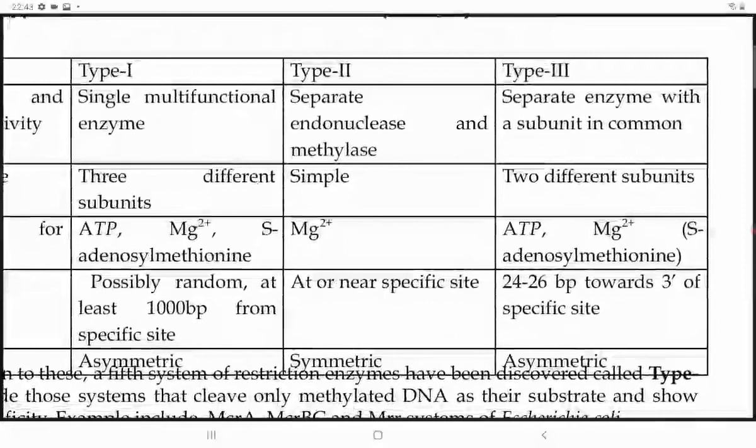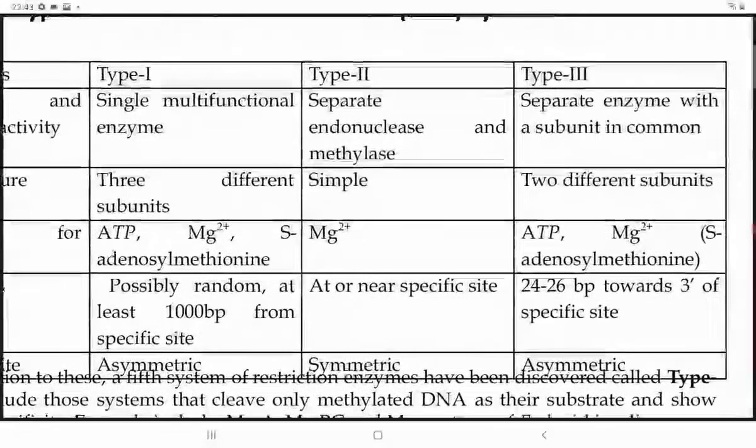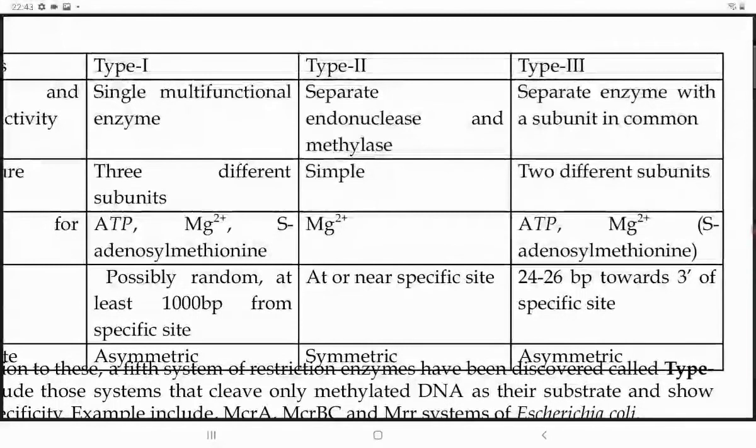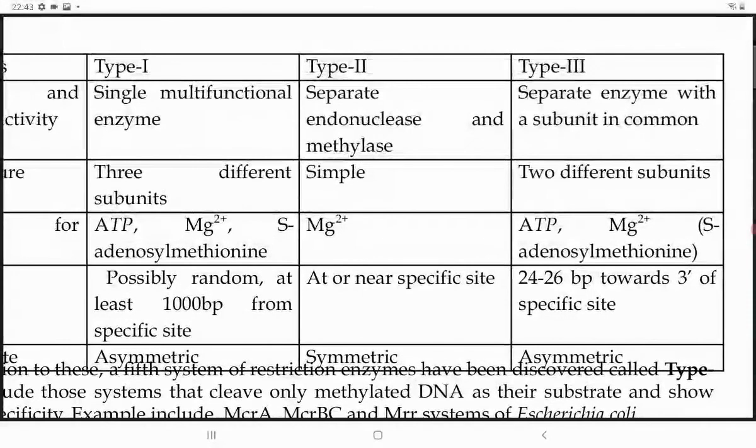So type 1 requires magnesium, S-adenosylmethionine and ATP. S-adenosylmethionine is actually the methyl donor, which is required by the type 1 and type 3 restriction and modification systems, because they actually methylate the site where the restriction has to be made, and they also require ATP for that.